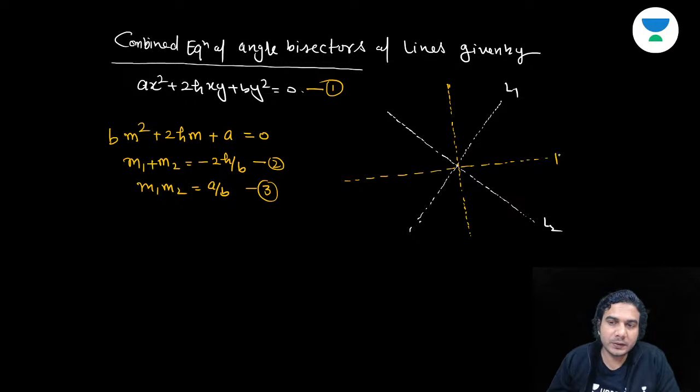Now let's assume the equation of bisectors. I'm just writing a few steps for the proof, and then you can finish it. So steps to find the combined equation of bisectors.